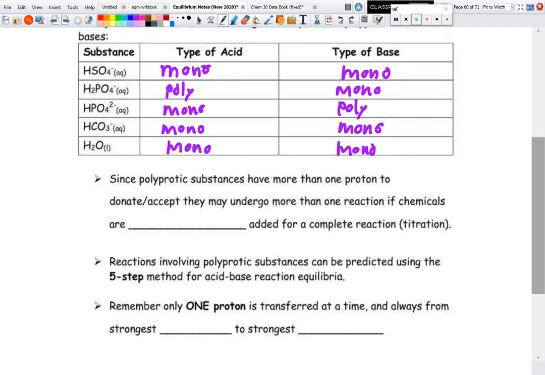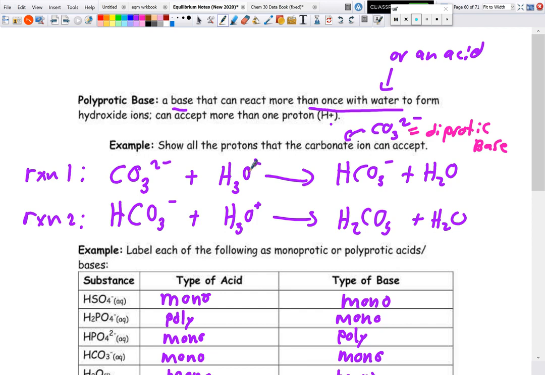Now, since the polyprotic substances have more than one proton to donate or accept, they can undergo more than one reaction if chemicals are continually added to them. So basically doing a titration to complete the reaction. And this is why for the bases I had the hydronium in here, showing that we're continually adding it.